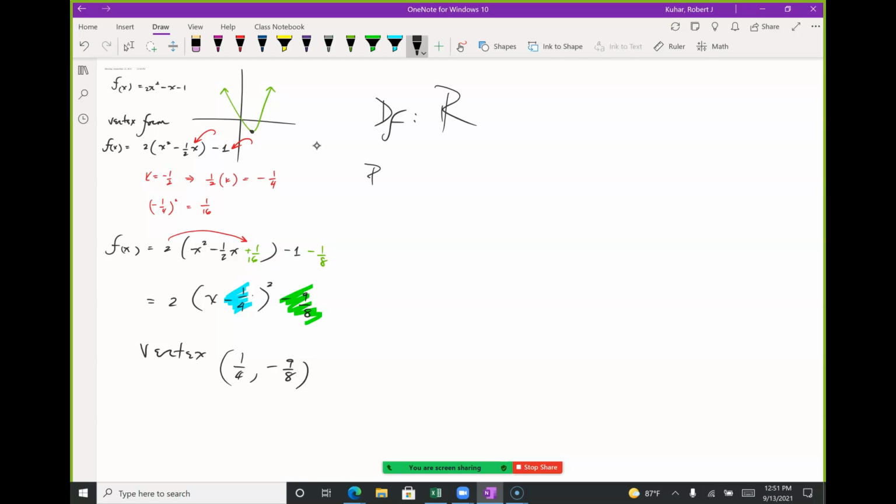And what about my range? What about the range of f? Well, I know it opens up, and I know the lowest point is the y value of my vertex, right? So it's going to be my vertex comma y to infinity. So in this particular case, it's negative 9/8 all the way up to infinity. And there's my range. Not so easy to get the range most of the time until chapter 3.